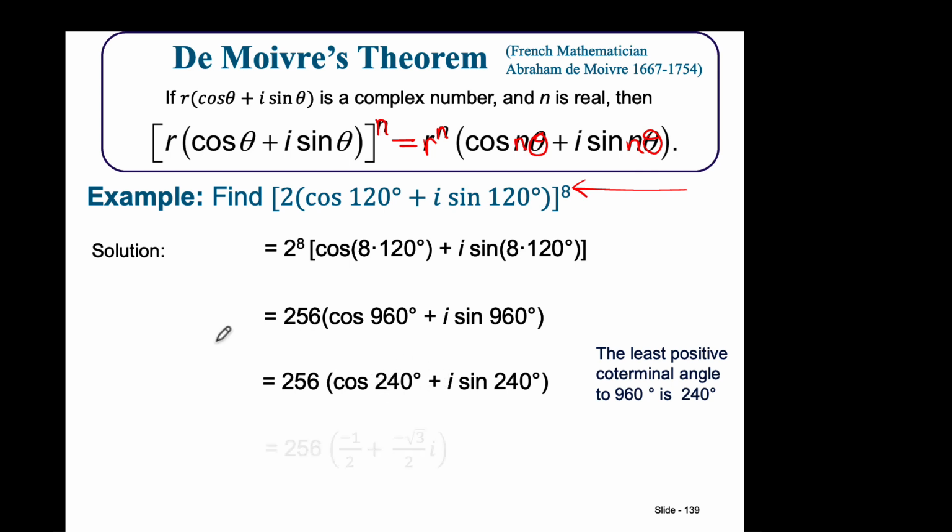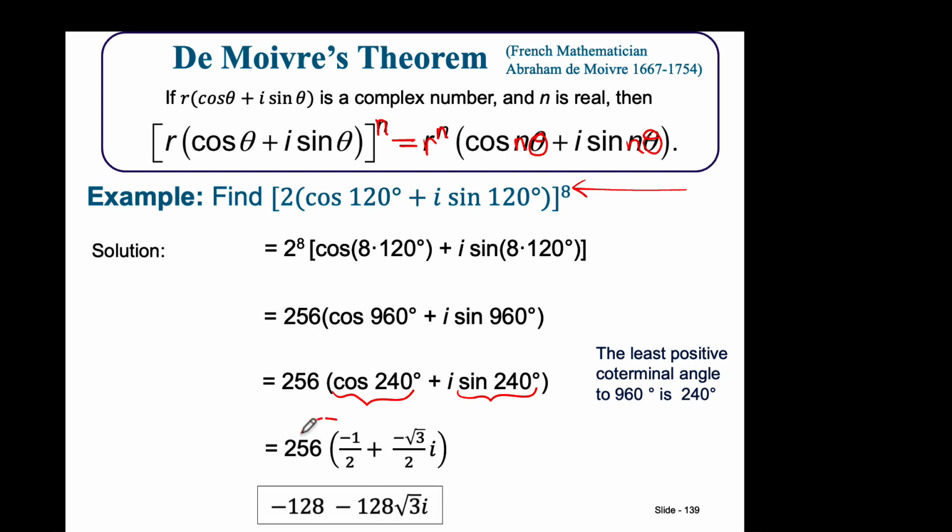Then we can use our tables with the sine, cosine, and trig function values on them, to substitute the value, which is negative 1/2, and again, substitute the value from the table, which is negative radical 3 over 2. Simplifying that becomes negative 128 minus 128 radical 3 i.